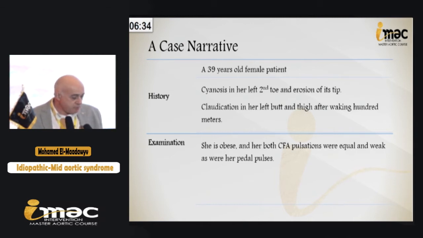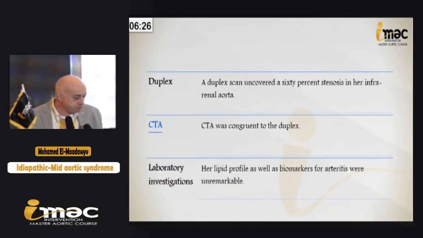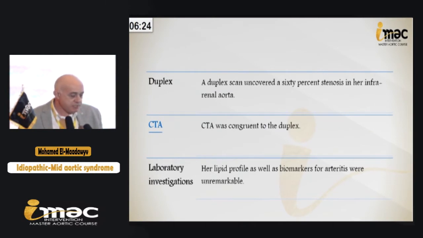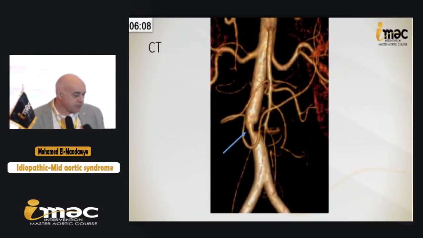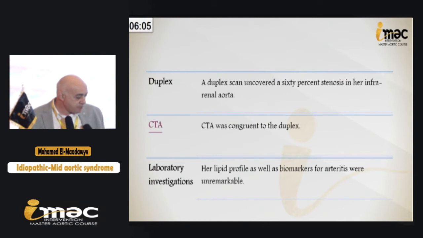She is obese, and both her common femoral pulsations were equal and weak, as were her pedal pulses. Duplex examination uncovered 6% stenosis in her infrarenal aorta, midway between the takeoff of the renal arteries and the aortic bifurcation. CT was congruent with what we had found on the duplex examination. Her laboratory investigations were unremarkable for the lipid profile as well as for the biomarkers for arthritis.